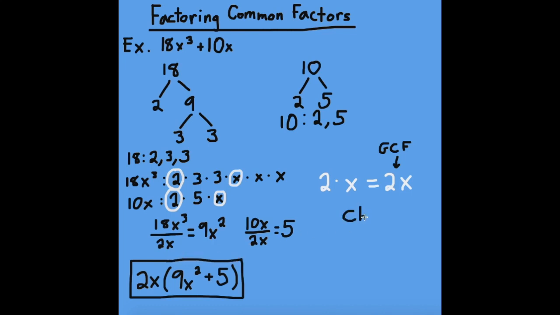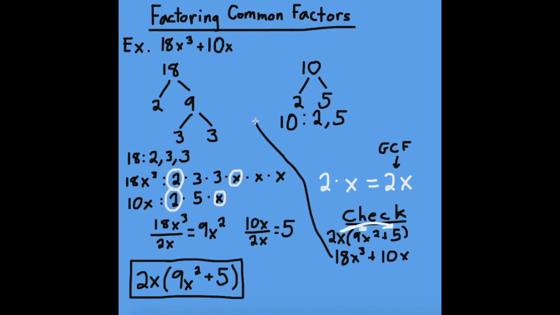Now, let's check our work. Let's see if we did it correctly. And we check our work by distributing it back. 2x times 9x squared equals 18x cubed, and 2x times 5 is 10x. We get 18x cubed plus 10x, which was the same as the problem. Therefore, 2x times 9x squared plus 5 is the correct answer.